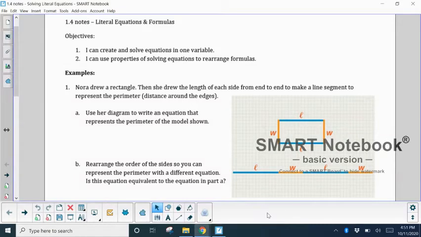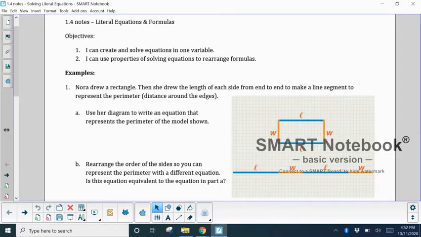All right, guys, we are going to take a look at the next section about solving literal equations. Basically, the idea here is that we're going to be able to create equations to solve problems, and we can also rearrange different formulas by using properties of solving equations in order to isolate a variable. So you'll see those two objectives there at the top of the note sheet. So we're just going to start diving into a few examples.